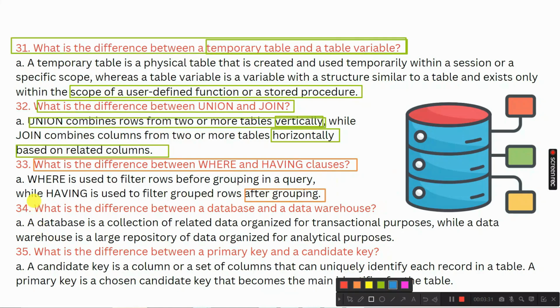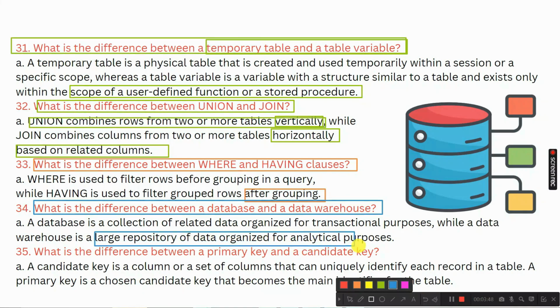Then the next question is, what is the difference between the database and data warehouse? A database is a collection of related data organized for transactional purposes, whereas a data warehouse is a large repository of data organized for analytical purposes. So the data we store inside the data warehouse is used for analytical purposes, whereas the data we store inside the database is used for transactional purposes only.